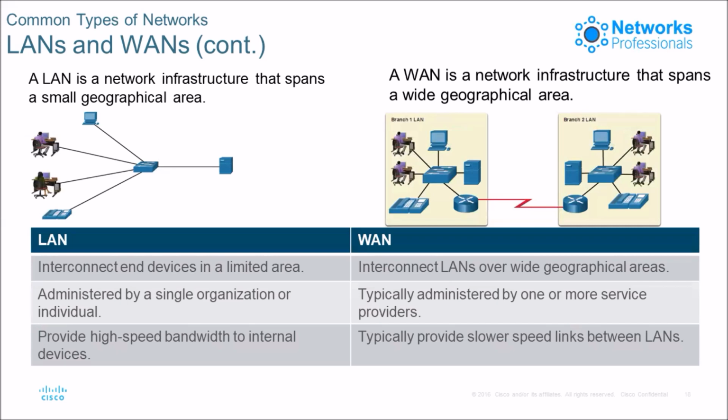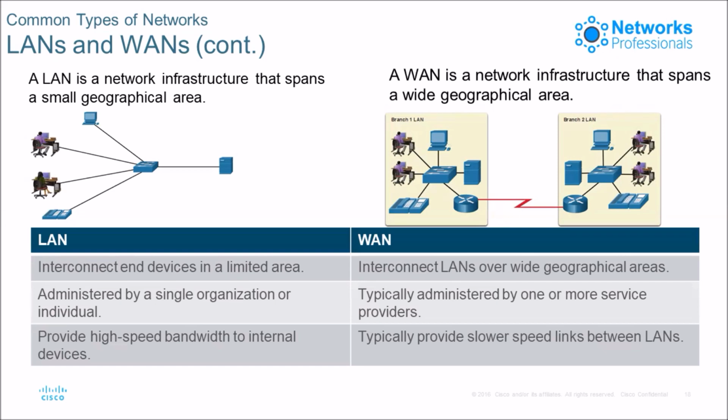WANs have specific characteristics. WANs interconnect LANs over wide geographical areas such as between cities, states, provinces, countries, or continents. WANs are usually administered by multiple service providers. WANs typically provide slower speed links between LANs.